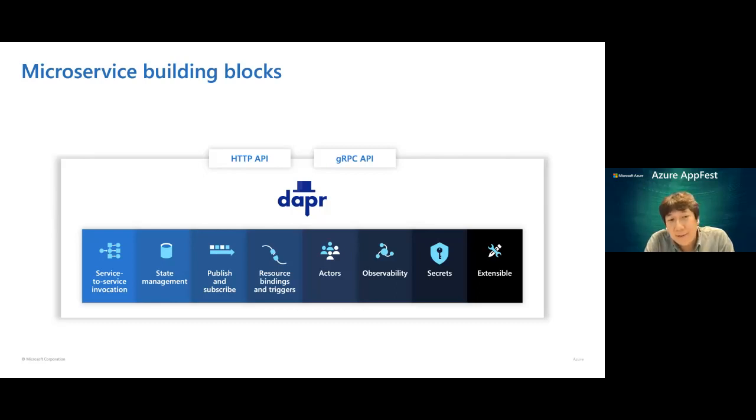Service to service invocation, state management, publish and subscribe. Normally you would be using MQ, RabbitMQ, or Kafka. Then bindings and triggers, actors, observability, and secrets, using something like Key Vault. Basically, all those things are building blocks, the common patterns when you build microservices.